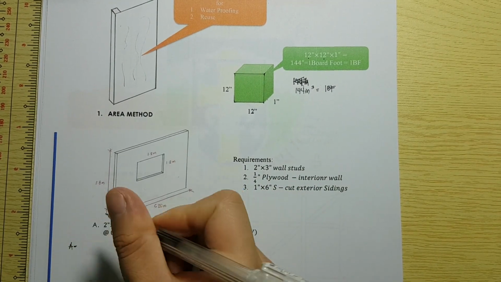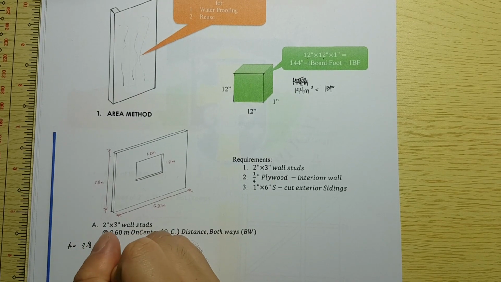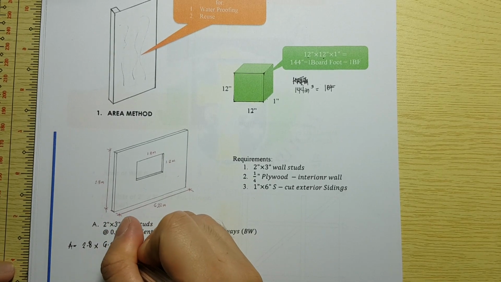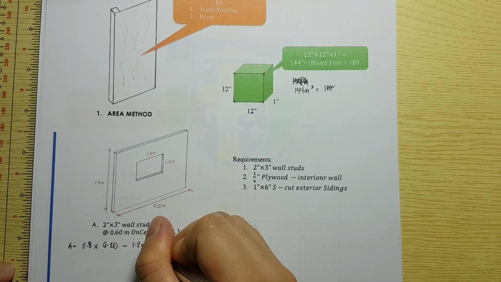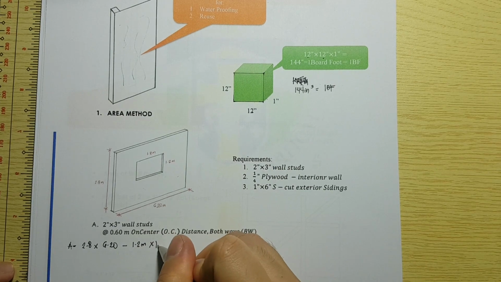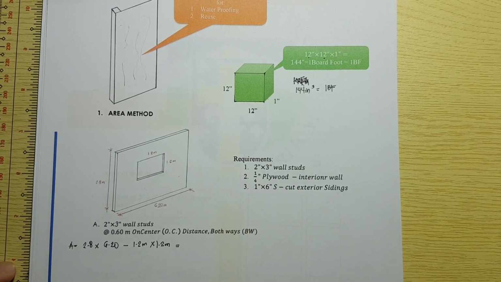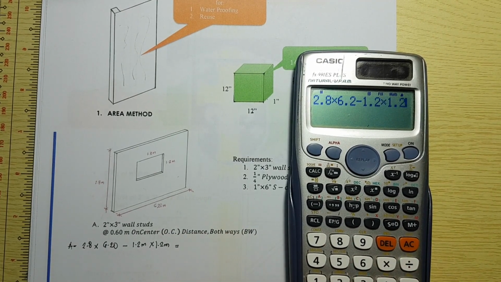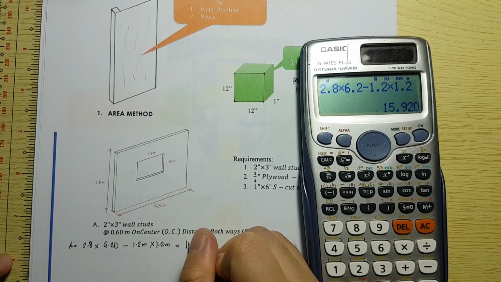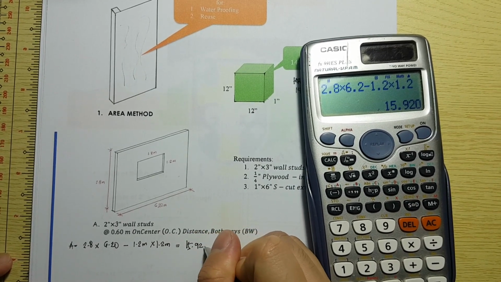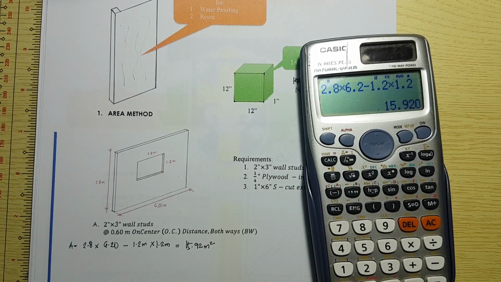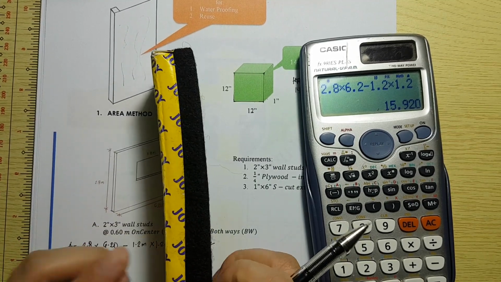So we have here the area. First, the area is equivalent to 2.8 meters times 6.20, minus 1.2 meters, the opening for the window, times 1.2 meters. Therefore, our area is equivalent to 2.8 times 6.20 minus 1.2 times 1.2, and that is equivalent to 15.92 square meters.